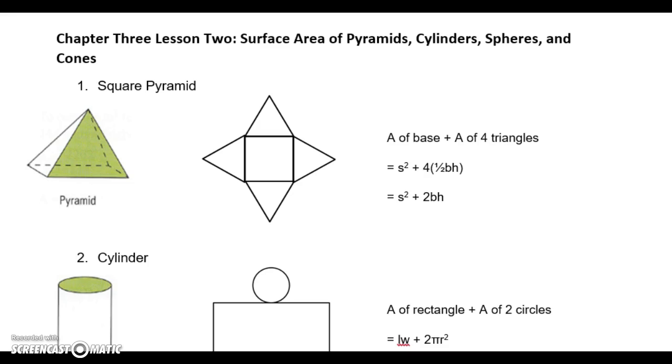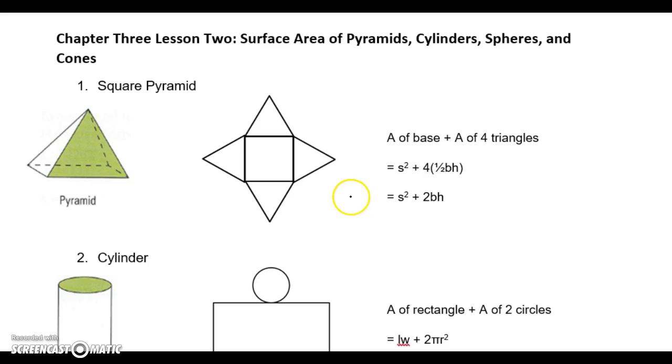So the first object that we're going to look at is the square pyramid. Basically a pyramid has some sort of shape on the bottom, and then all of the sides meet at one point. That's how you know it's a pyramid. And we'd say it's a square pyramid because the base is the shape of a square.